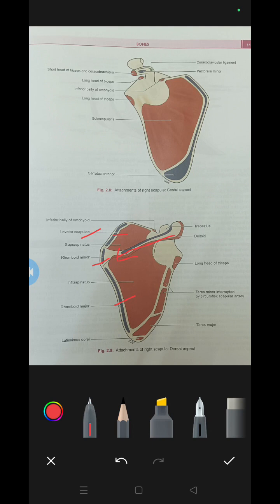The margin of the glenoid cavity gives attachment to the capsule of the shoulder joint and to the glenoid labrum. Those are ligaments. The margin of the facet on the medial aspect of the acromion process gives attachment to the capsule of the acromioclavicular joint. The coracoacromial ligament is attached to the lateral border of the coracoid process and to the medial side of the tip of the acromion process.